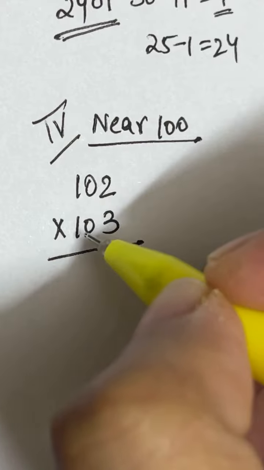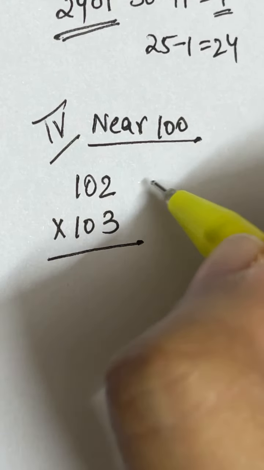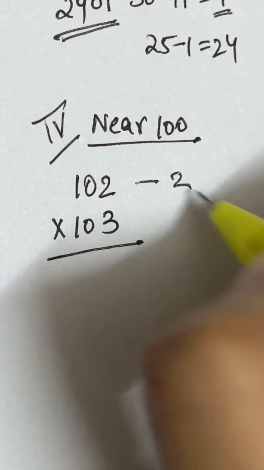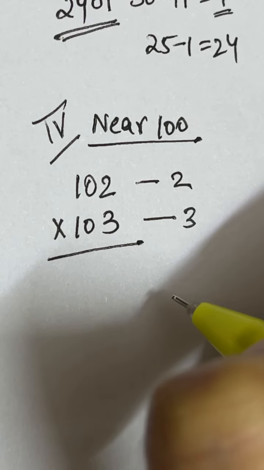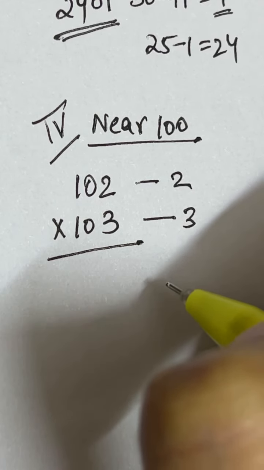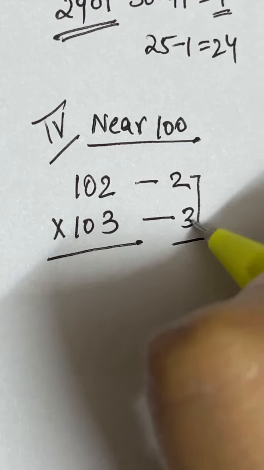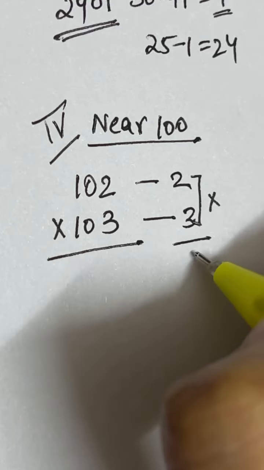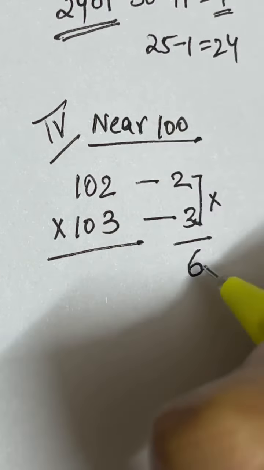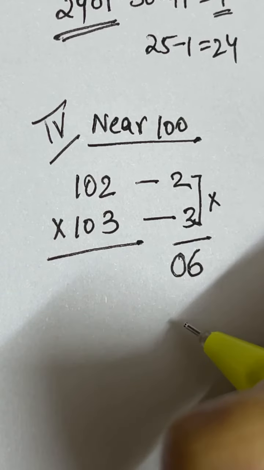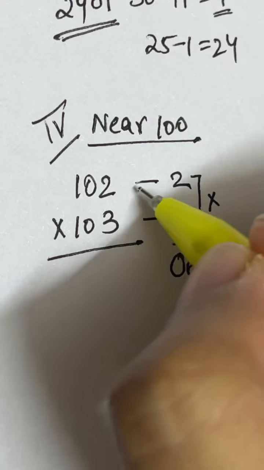So 102 and 103. How far is 102 from 100? That's 2 units far. 103 is 3 units far away from 100. So now you just multiply 2 times 3. 2 times 3 is 6, but you don't write it as a single digit. Always, as I told you in my previous tricks, you write it as a double digit. You put 0, 0, 6, and now you just have to cross multiply and add.